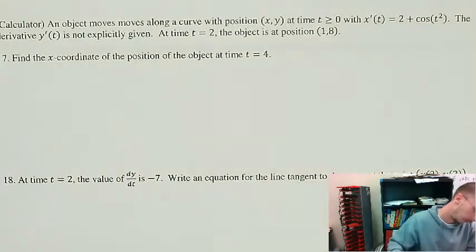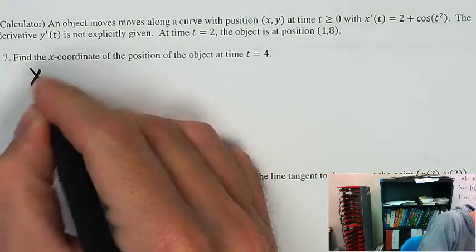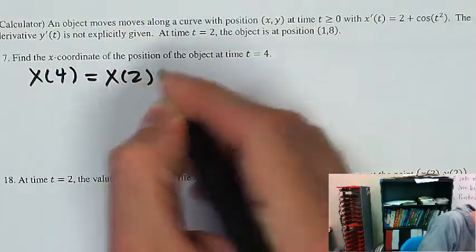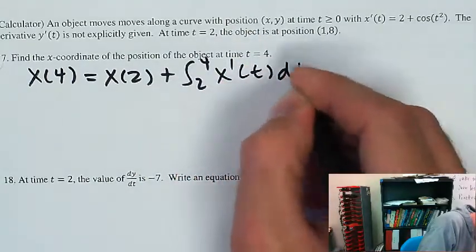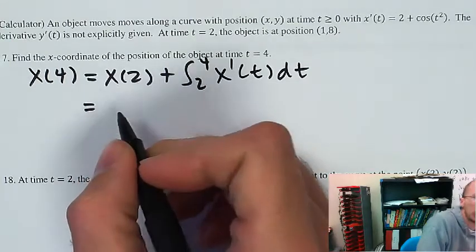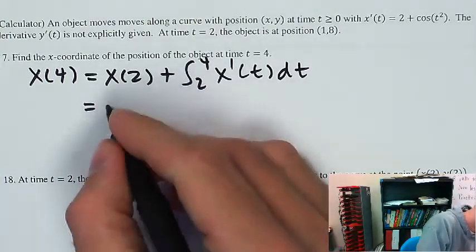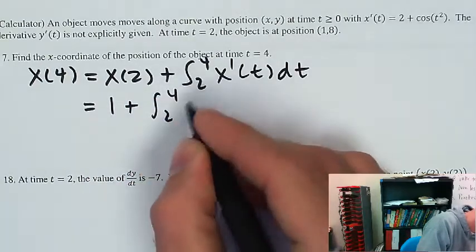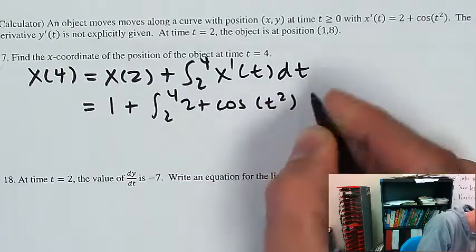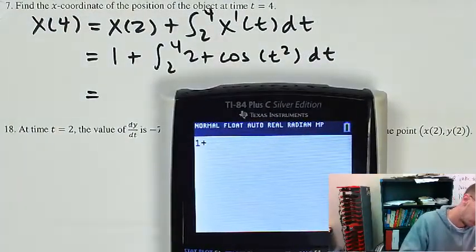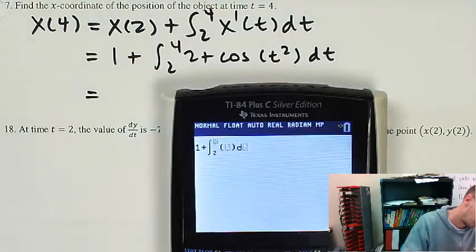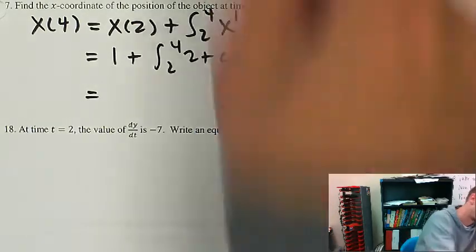Find the x coordinate of the position of the object at time t equals 4. x of 4 equals x of 2 plus the integral from 2 to 4 of x prime of t dt. Okay, I don't think you need to write this, but just to be explicit, 1 plus the integral from 2 to 4 of 2 plus cosine t squared. And that's going to be, all right, 1 plus math 9 from 2 up to 4 of y1 dt. All right, 5.133.